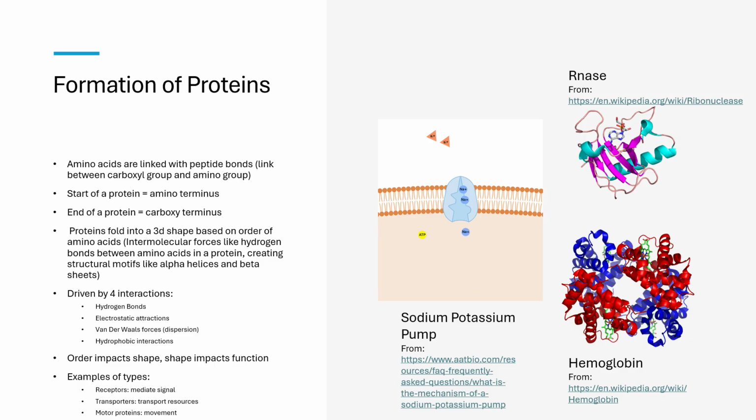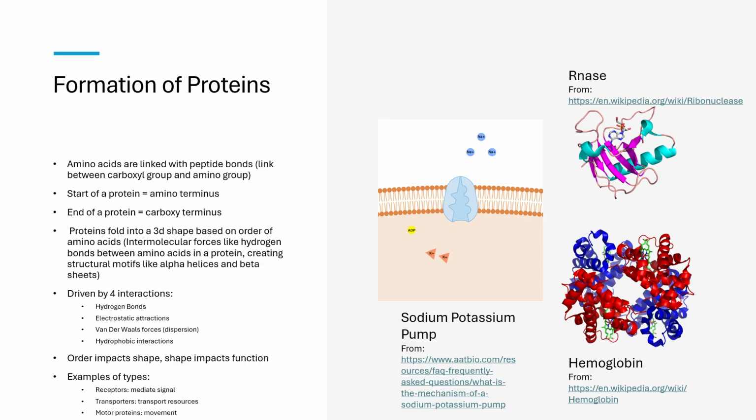For the formation of proteins, amino acids are linked with peptide bonds, linking the carboxyl group of one amino acid to the amino group of another amino acid, and this is done via a condensation reaction.